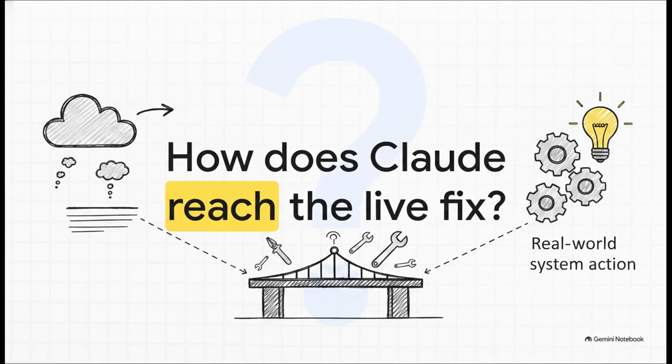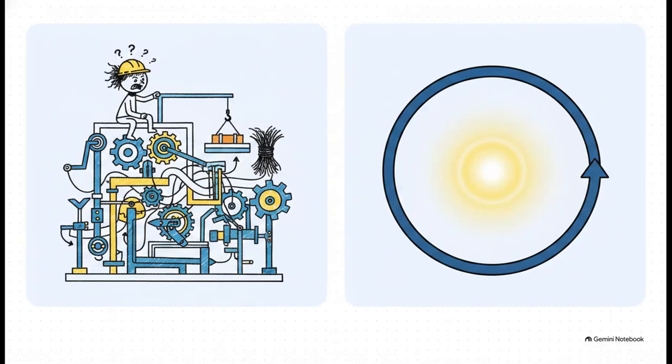You see, the core problem here isn't the AI's intelligence, it's simply a lack of connectivity. Tool use is exactly how we bridge that gap. Think of it as the ultimate bridge connecting natural language reasoning directly to real-world system actions. And that brings us to the key stat of this explainer.